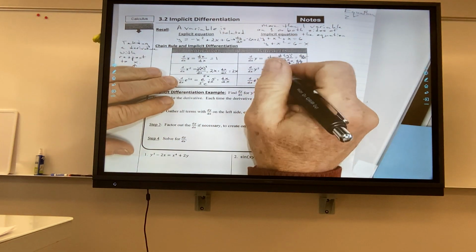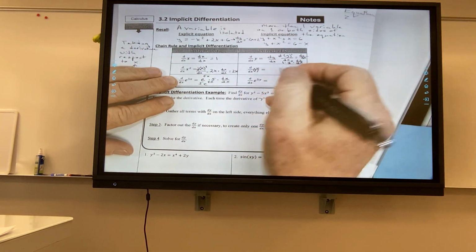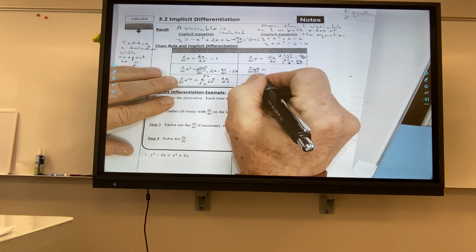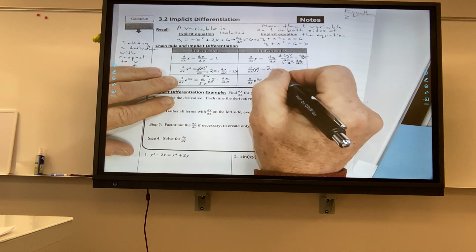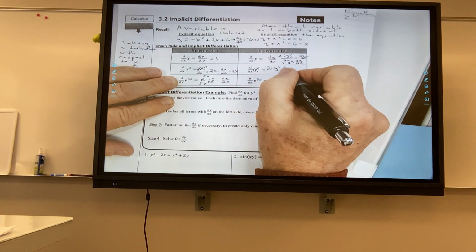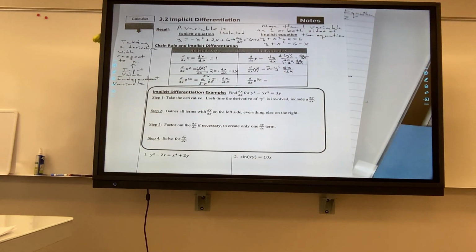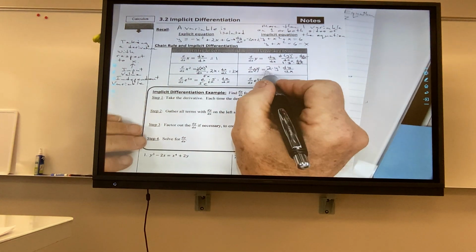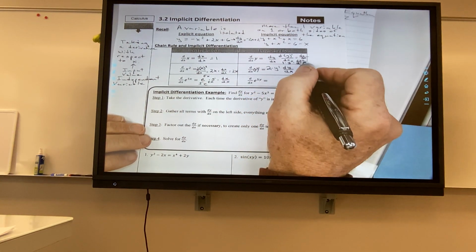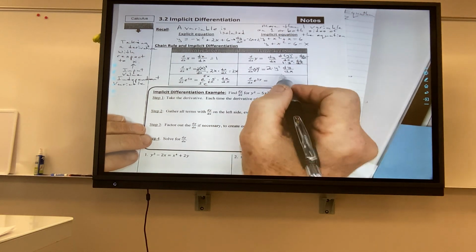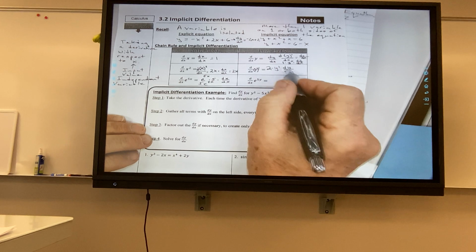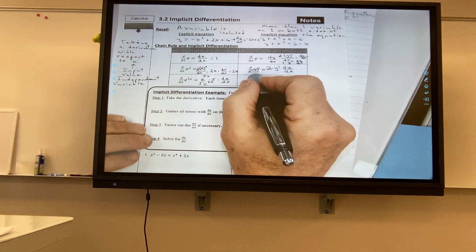In this case, again, I'm going to be thinking about doing the power rule here. So I'm going to have 2 times y to the first, and now I'm going to take the derivative of the y, and I'm going to have dy over dx. So for the top one, it's dy over dx. Correct? The answer here is 2y times dy over dx, because I have to take the derivative of this function.